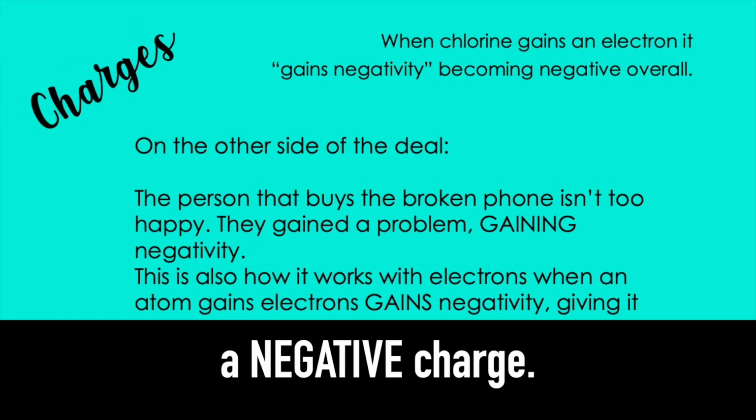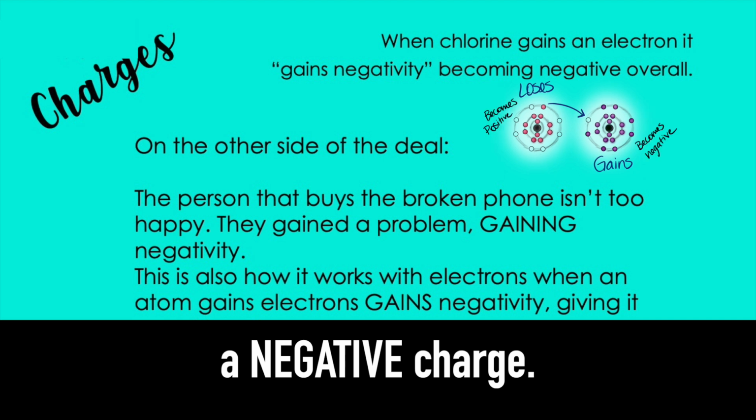So when chlorine gains an electron, it gains negativity, becoming negative overall for that atom. So the other side of the deal with the phone, the person that buys the broken phone isn't too happy. They gained a problem, the electron, gaining negativity. This is how it works with electrons. When an atom gains electrons, it's gaining negativity, giving it a negative charge.